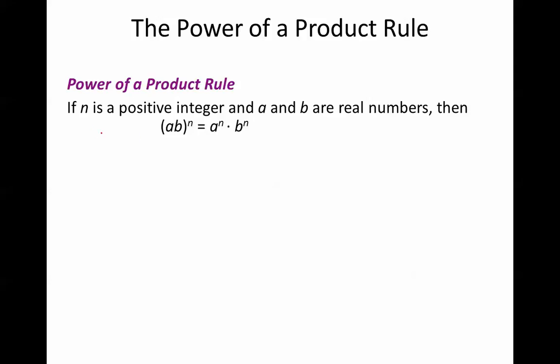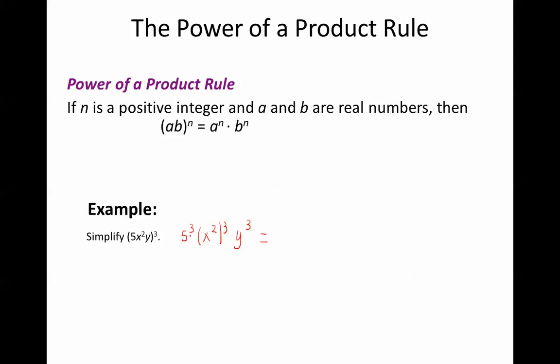The power of a product rule says that if you have ab all to the nth power, that is equal to a to the n times b to the n. So in other words, you raise everything inside the parentheses to the nth power. So if we wanted to simplify 5x squared y to the third, all to the third, you're going to raise the 5 to the third, you're going to raise the x squared to the third, and you're going to raise the y to the third.